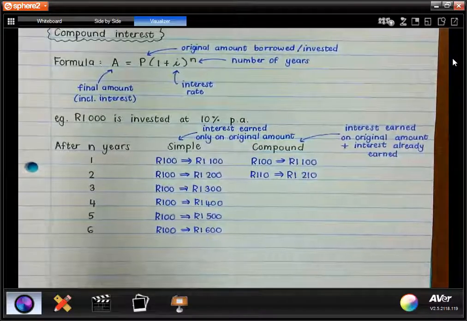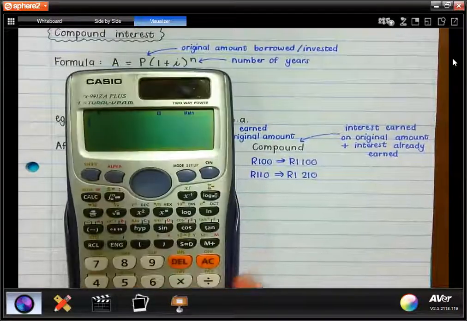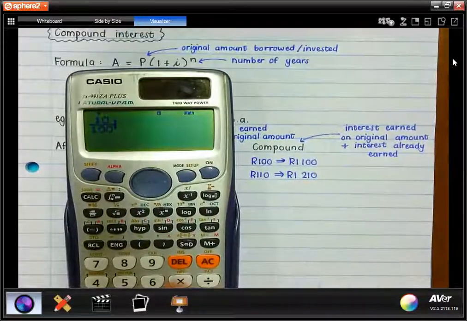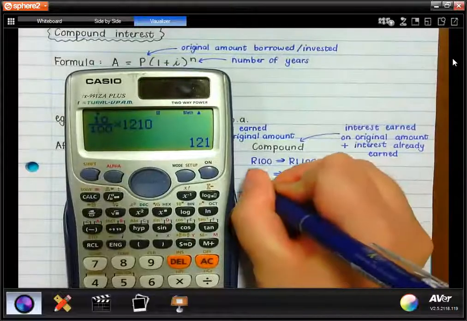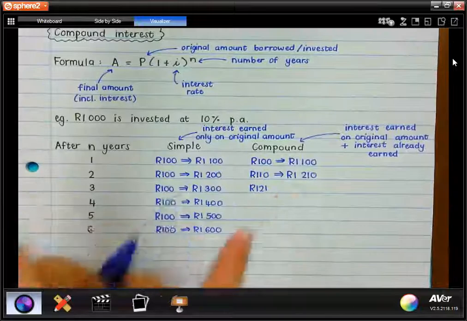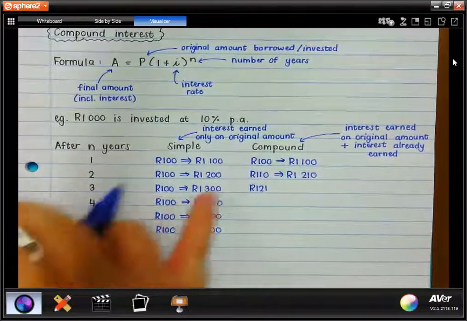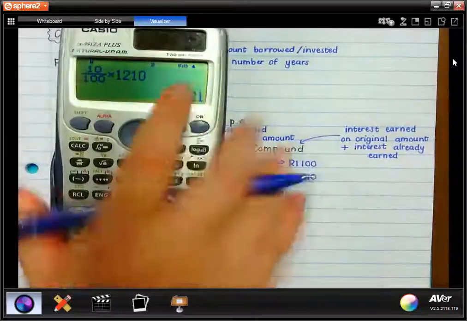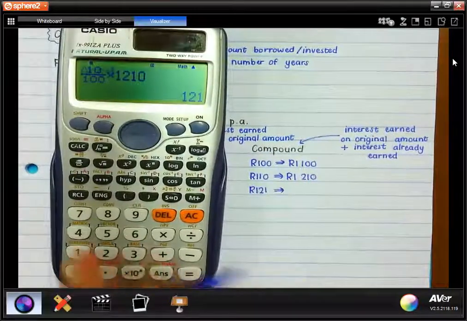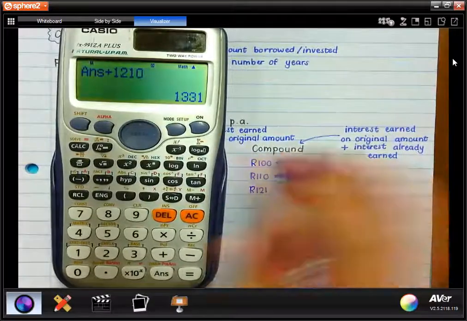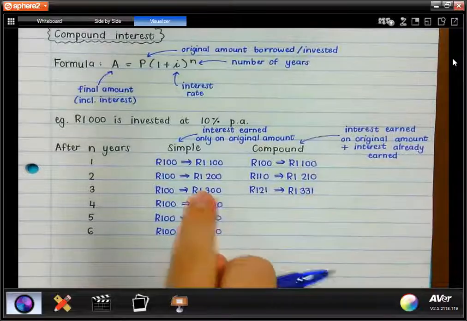1,210. In the next year, we're going to now earn 10% of 1,210, which is 121 rand. Much more than what we're earning on simple interest. See, with simple interest, we're still just getting 100 rand. With compound interest, we're now getting 121 rand. Okay, so plus 1,210. So now we are on 1,331 rand. Already 31 rand more than on simple interest.